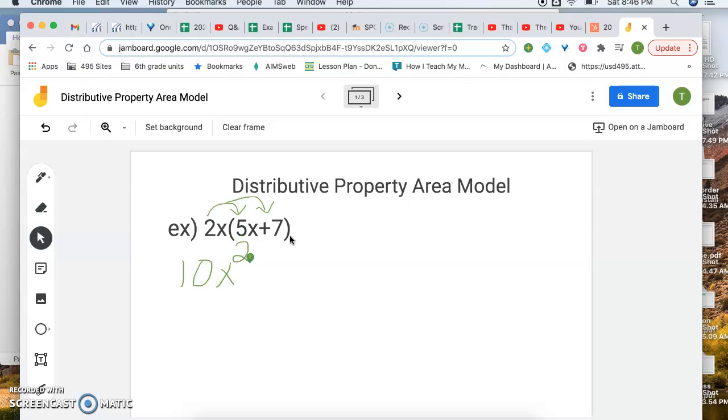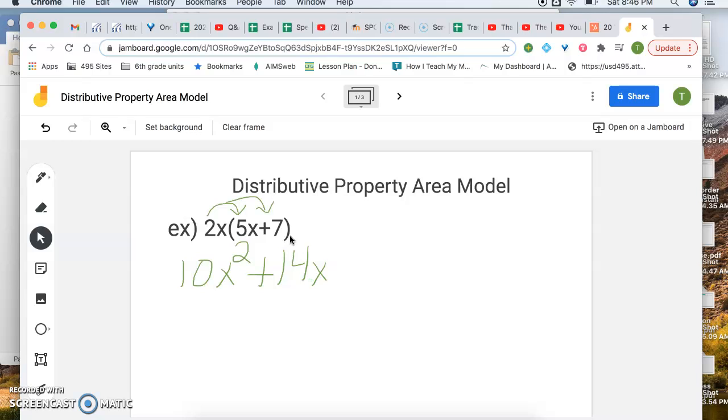squared. And then we'd also have our 2x times that positive 7. So the 2 times 7 would give us a positive 14, and since we still have that x, we have our x there. Okay. But we're going to be looking at the area model.